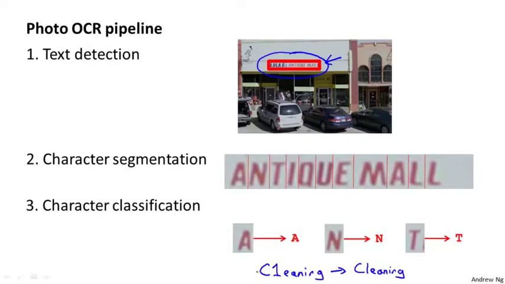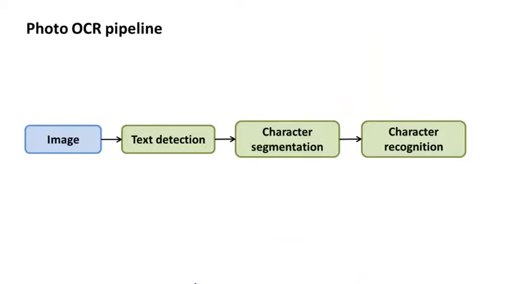But for the purpose of what I want to do in this video, let's ignore this last step and just focus on a system that does these three steps of text detection, character segmentation, and character classification. A system like this is what we call a machine learning pipeline. In particular, here's a picture showing the Photo OCR pipeline. We have an image which is then fed to the text detection system, and having detected the text regions, we then segment out the characters, the individual characters in the text, and finally we recognize the individual characters.